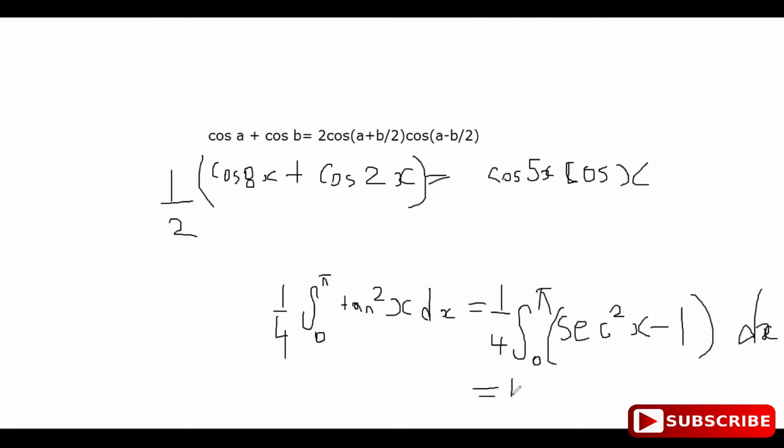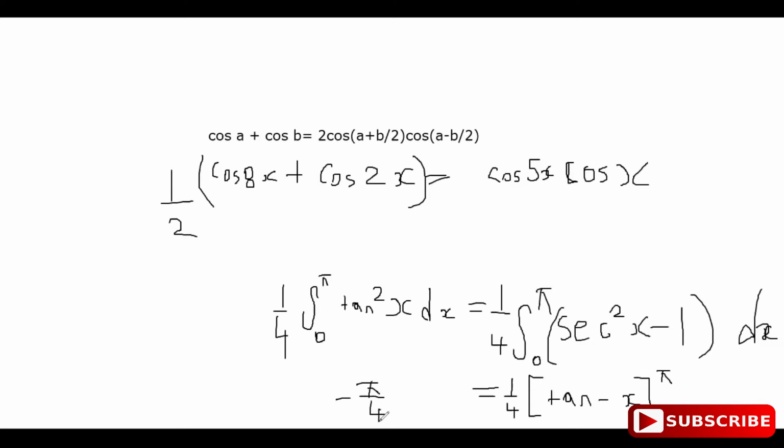So this works out to be a quarter times tan x minus x, going from 0 to pi. Put in pi. What's the tan of pi? 0. And so we get 0 minus pi, minus 0, and so we're getting minus pi over 4.